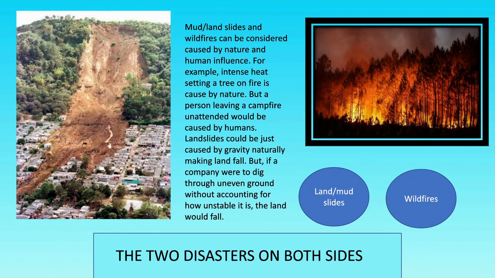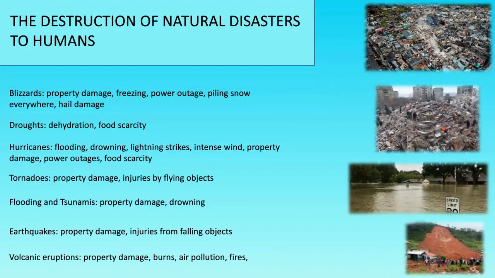So why did I say that landslides and mudslides and wildfires can be considered both human activity and natural disasters? Well, just from where they're caused. A natural mudslide could be just unstable ground and gravity causing it to fall. But if a human were to dig from the bottom of a stable slope and make it unstable, then it would fall due to the human. Whereas for wildfires, leaving a fire unattended would be a human cause of a wildfire, whereas a lightning spark hitting a tree causing a fire is natural.